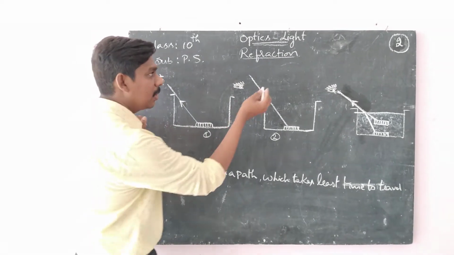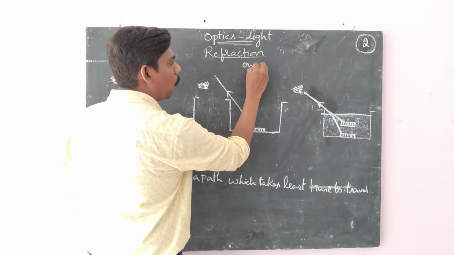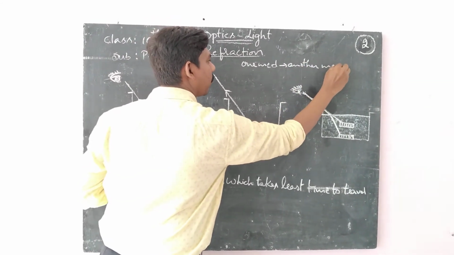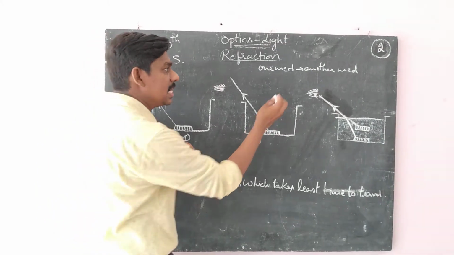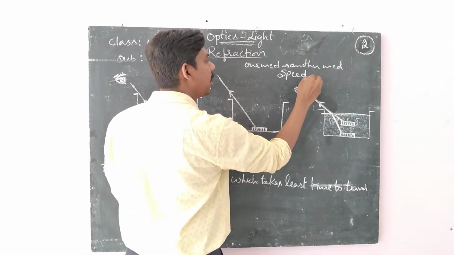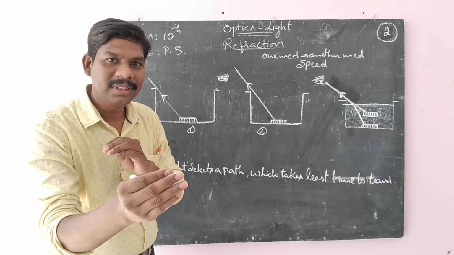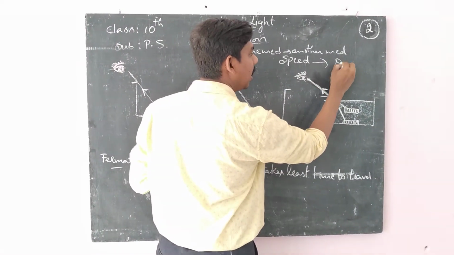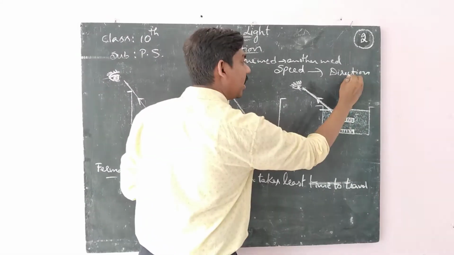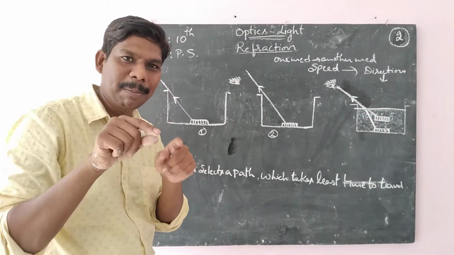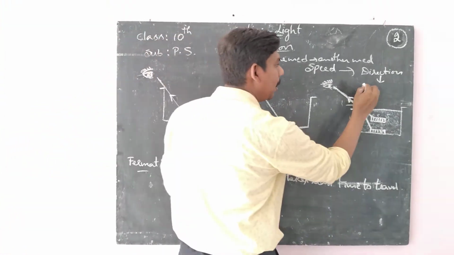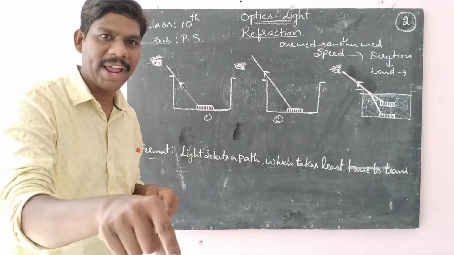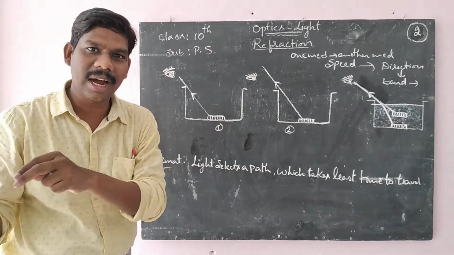Remember that point. When light travels from one medium to another medium, the first thing that changes is speed. When there is a change in speed, there is a change in direction. When there is a change in direction, the light ray appears to be bent. So this bending and traveling is nothing but refraction. That bending and traveling of light is called refraction.